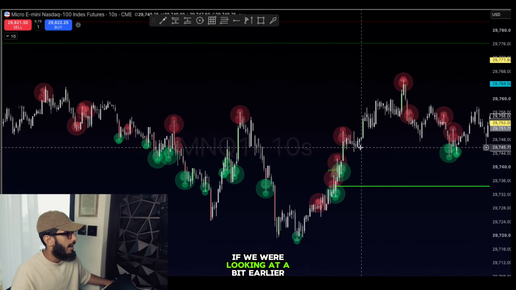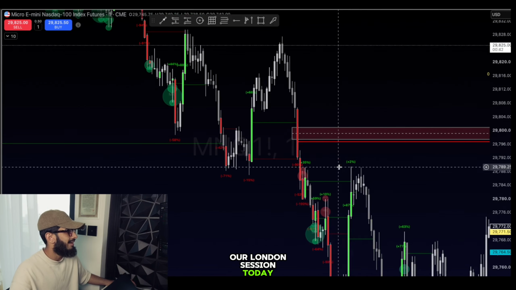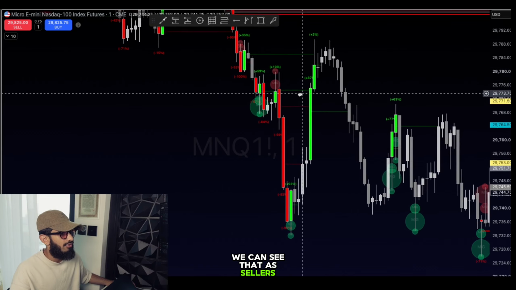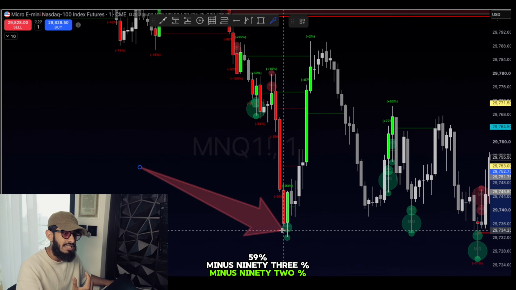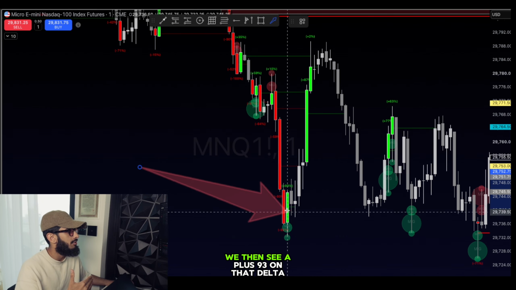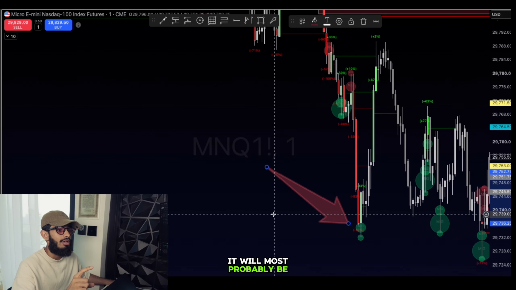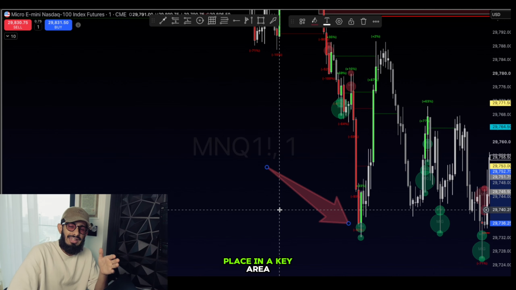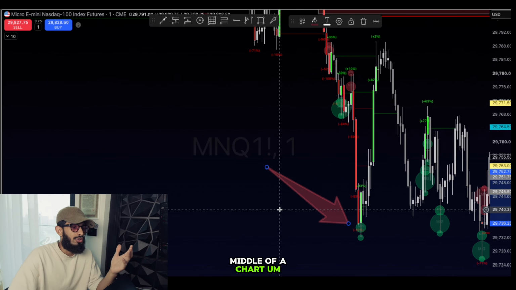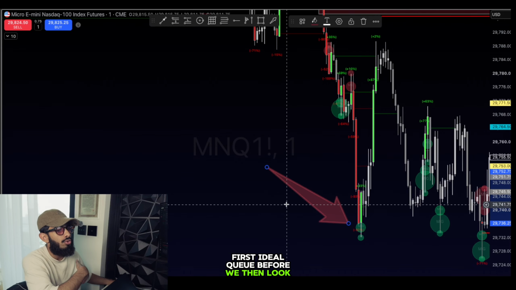So if we were looking at a bit earlier during our London session today, we can see that as sellers kicked in, 64, 59%, minus 93%, minus 92%, slight drop off. But then more importantly, we then see a plus 93 on that delta. That is kicked in. It will most probably be a very key note for all of the new users jumping on. That absorption has to take place in a key area. We can't just simply take it in the middle of a chart or the middle of price or in a range. Location for order flow will always be our first ideal cue before we then look to jump in.